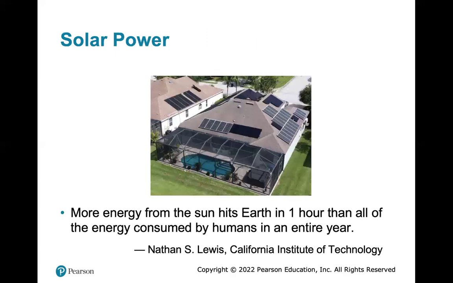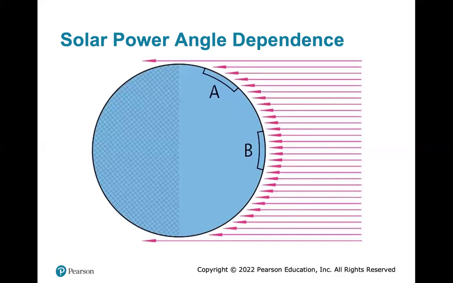Okay, more energy from the sun hits Earth in 1 hour than all of the energy consumed by humans in an entire year. That's a lot of energy. And really, it's just a very small portion of the total sun's energy that gets radiated out into space. Now we look at this.